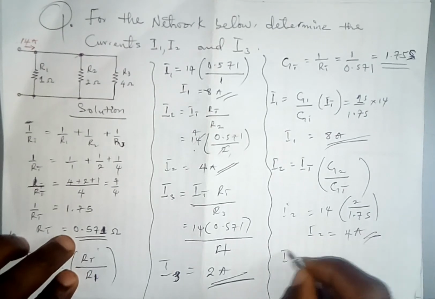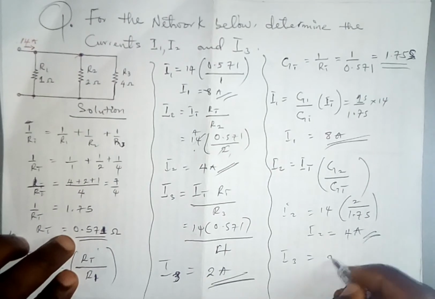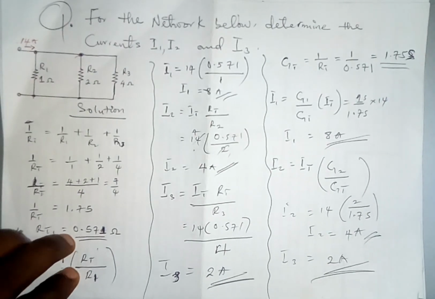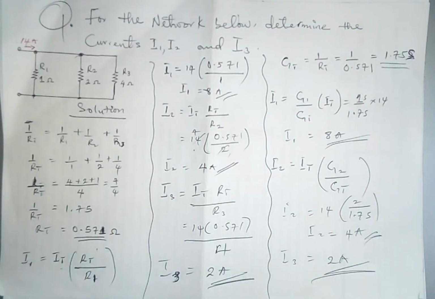The same thing is applicable for I3 as well, and we can test it on our own. I think we should have approximately 2 ampere as well. So that's to check the correctness in relation to conductance. On that note, we are going to stop on CDR, which is the current divider rule.